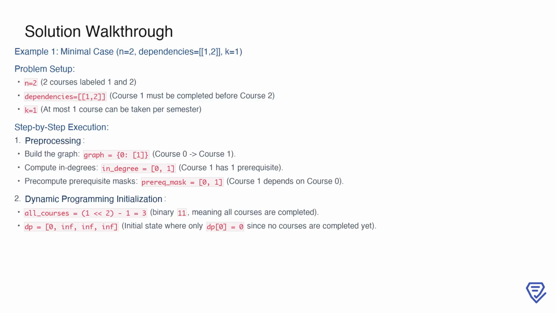To solve this problem, let's start with a minimal example where there are two courses, labeled 1 and 2, and a dependency that course 1 must be taken before course 2. Additionally, only one course can be taken per semester.